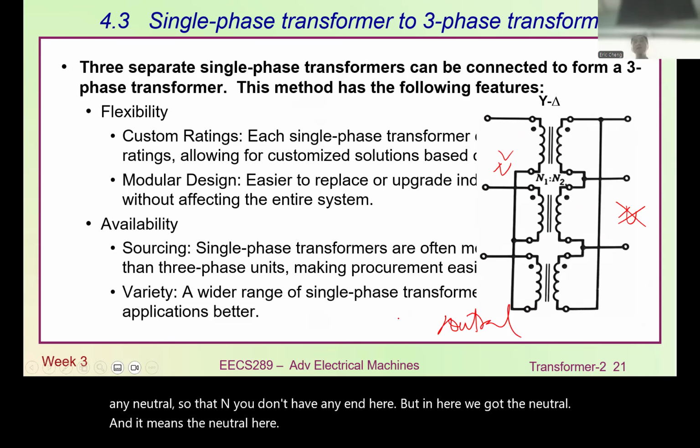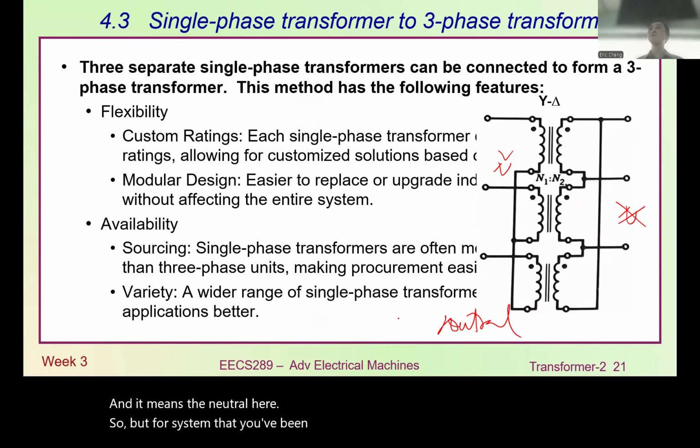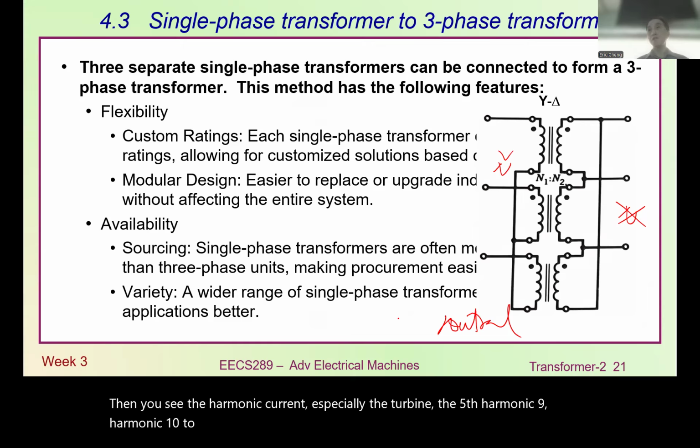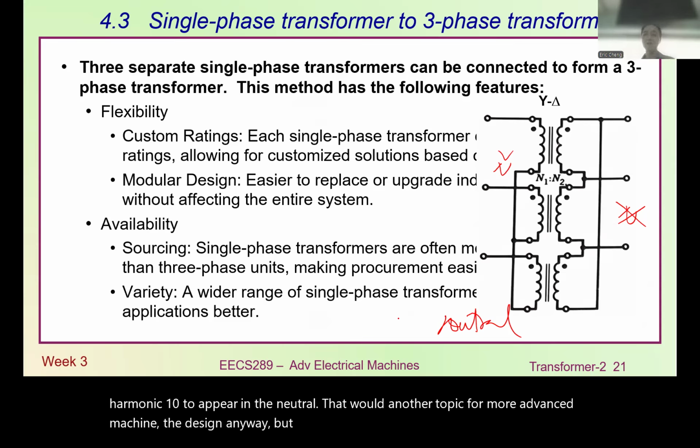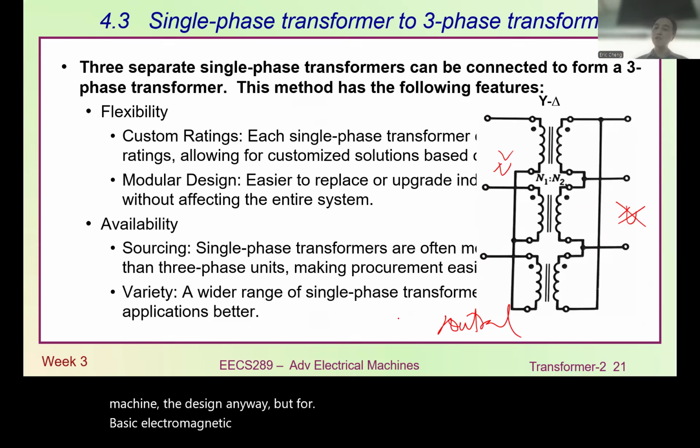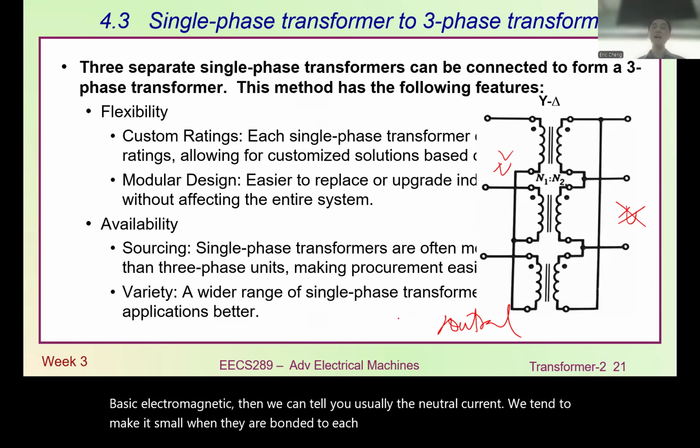But for a system where the three phases are highly balanced, the neutral voltage will be negligible, equal to 0 anyway. So in that case we don't need to be so careful about the neutral. However, if there are harmonics, then you see harmonic currents, especially the triplen harmonics, the third harmonic, ninth harmonic, tend to appear in the neutral. That will be another topic for more advanced machine design. But for basic electromagnetics, we usually make the neutral current small when the phases are balanced to each other and there aren't any harmonics.